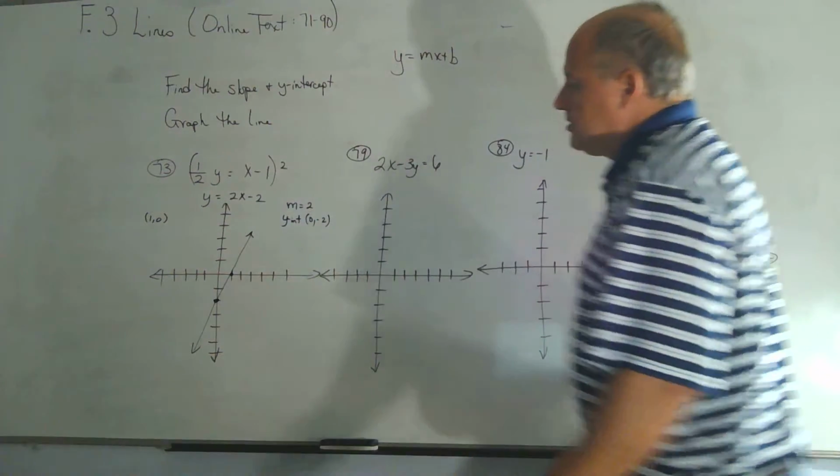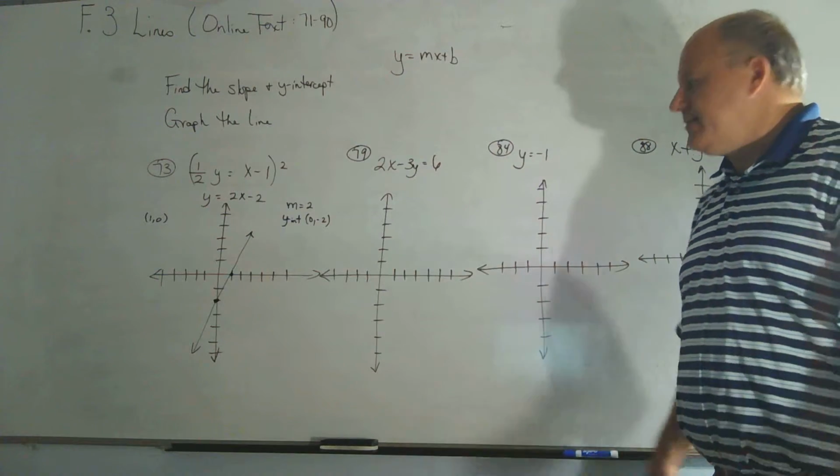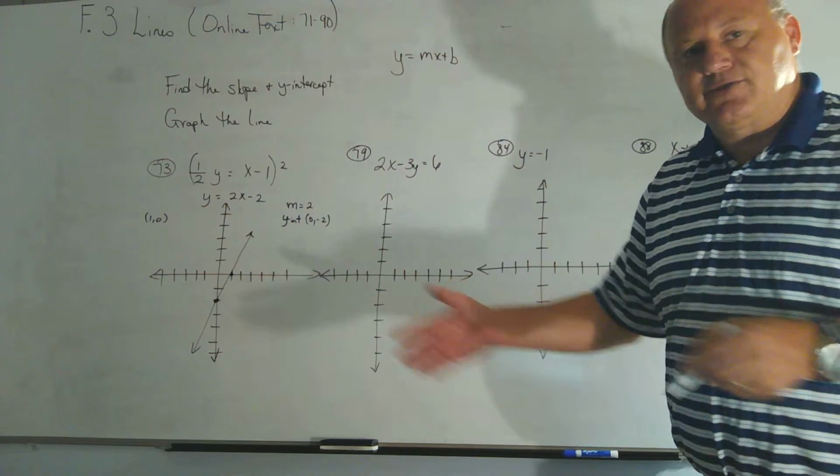And I'm not the best artist in the world, but that is supposed to be a straight line. Well, lines are straight. When you say a straight line, that's being redundant. Lines are straight by definition.